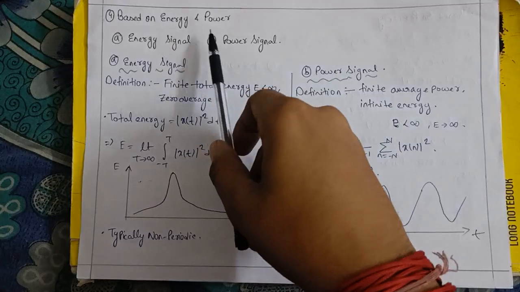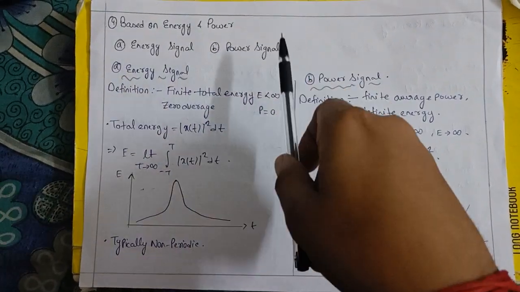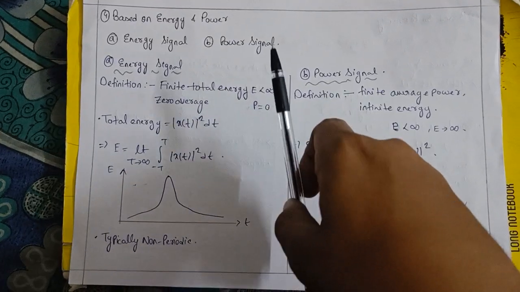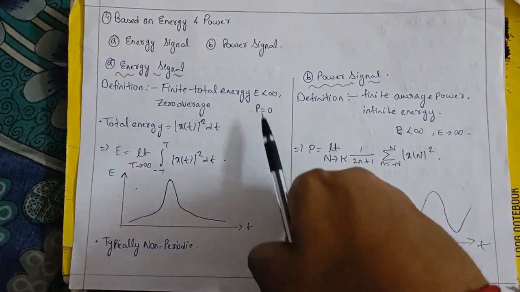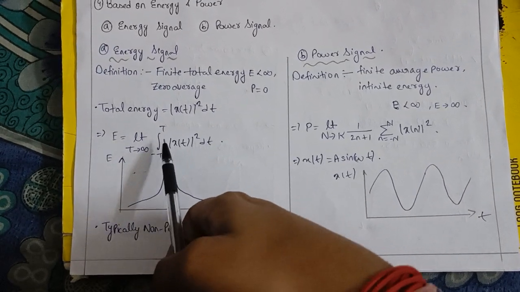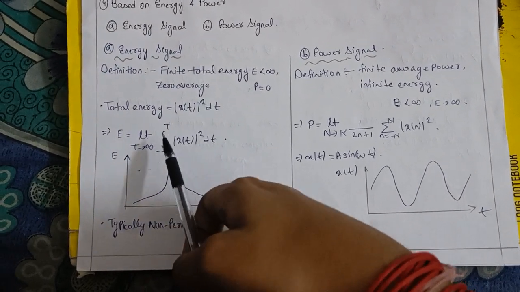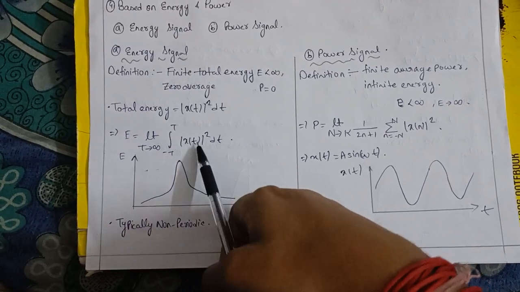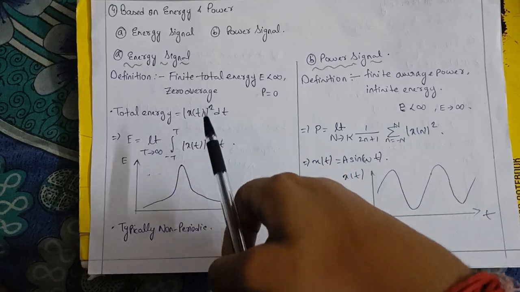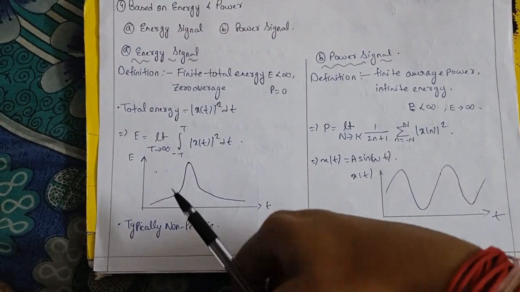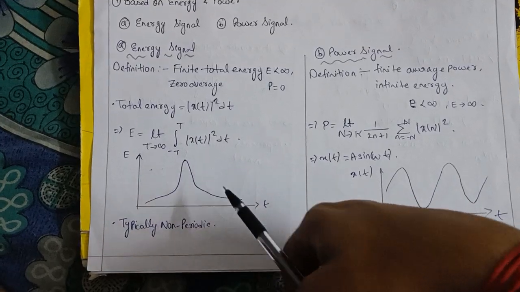Next, based on energy and power: energy signal and power signal. Energy signal definition: finite total energy, always less than infinity, and P is equal to 0. We can see total energy is equal to the limit as T tends to infinity of the integration from minus T to T of |x(t)| to the power 2 dt. It is typically non-periodic, and you can see the graph of it.